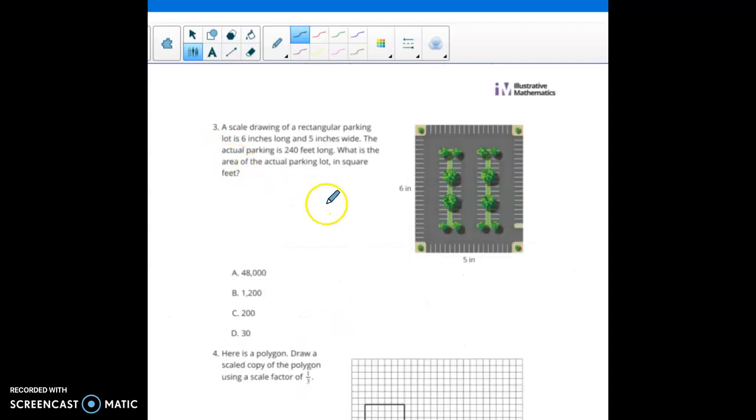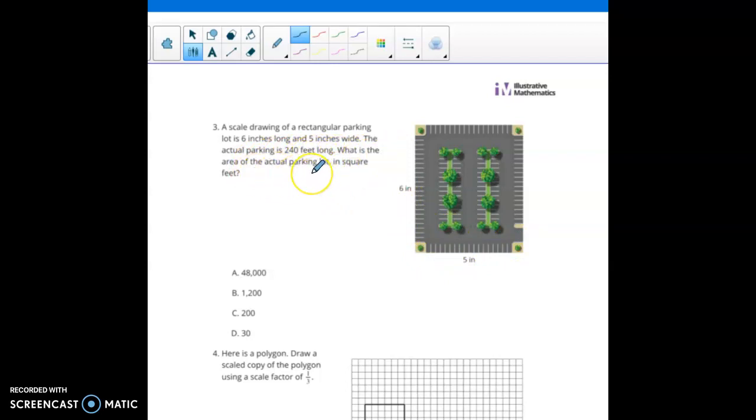Okay. Next up, question 3, and I know that I'm going fast through some of these, but you can always pause the video to get some of these answers down on your page. So if you need to pause, feel free to pause. Question number 3 says a scale drawing of a rectangular parking lot is 6 inches by 5 inches. The actual parking lot is 240 feet long.